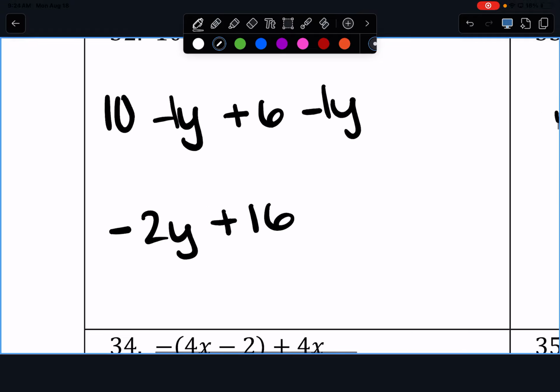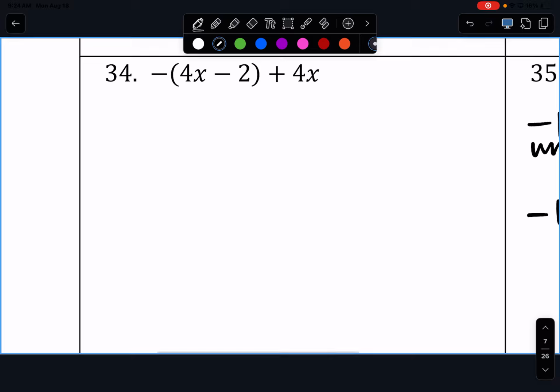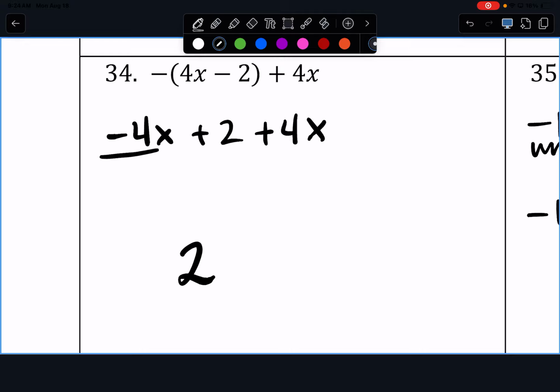All right, for 34. What is the answer for 34? It's just going to be 2. Yep, because we have negative 4x plus 2 plus 4x. So those are the exact same. We have negative 4 plus 4. That means they cancel out completely and we just get 0.